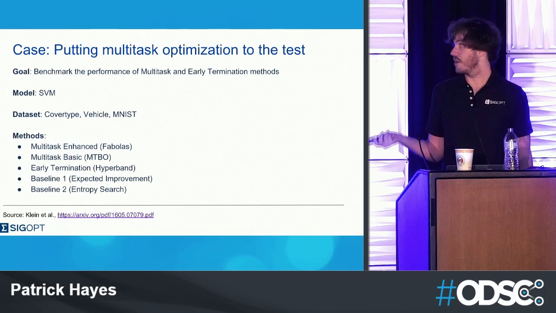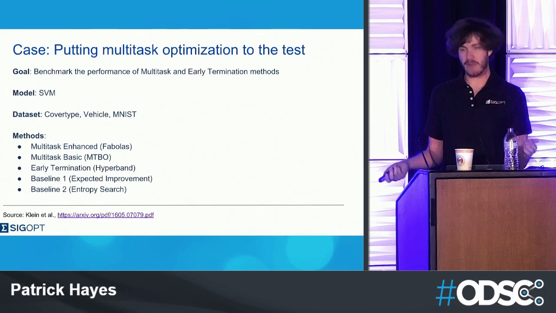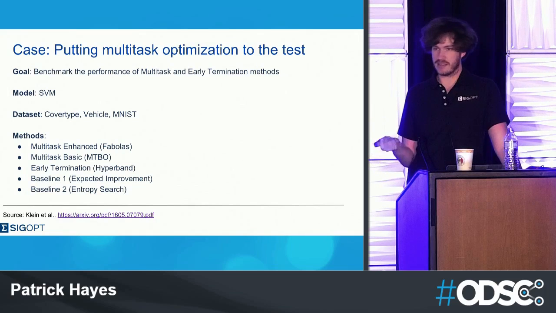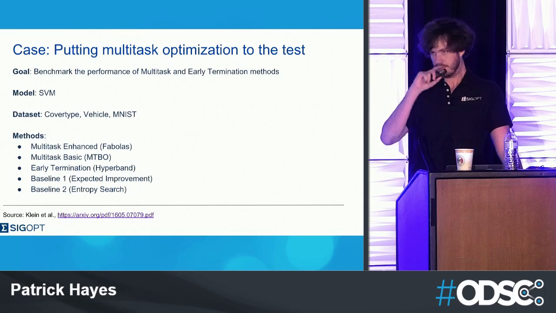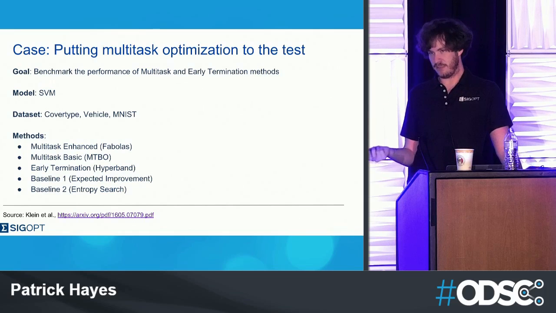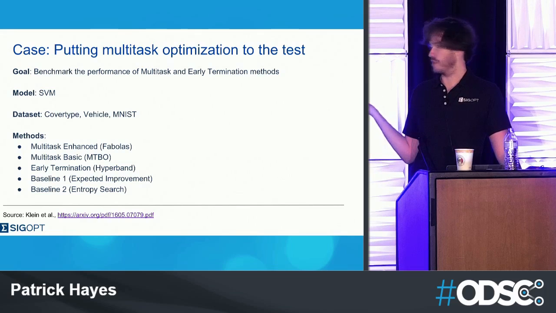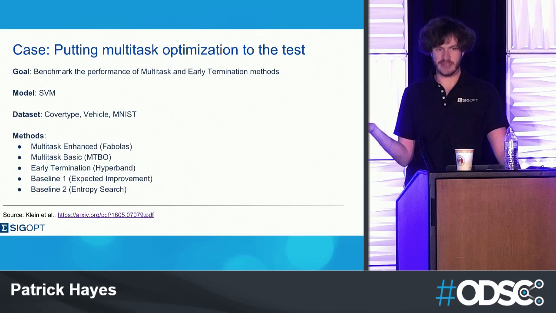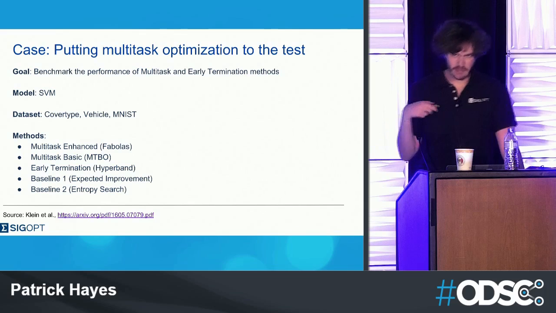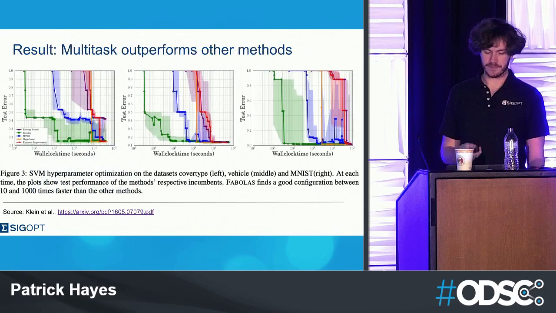So the University of Freiburg again published some research comparing these methods. They present in their paper a task-based algorithm called Fabolas, a multitask-based algorithm, which has successively smaller tasks for fractions of the data set, like we saw in those previous charts. They also compare to a simple multitask implementation that has one full-cost task and one cheaper task. And here they also compare to hyperband, which is an early termination algorithm. And then as a baseline, they use two basic Bayesian optimization techniques. The comparison is done on an SVM model across 3 different data sets, which are listed here.